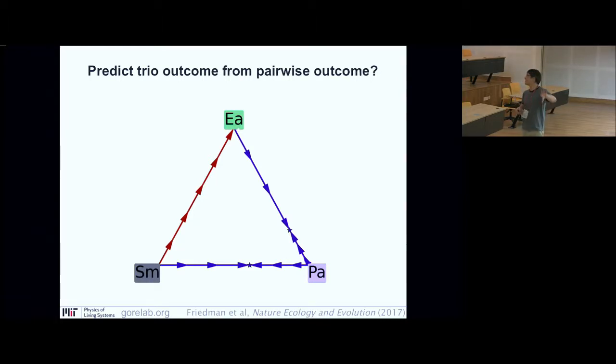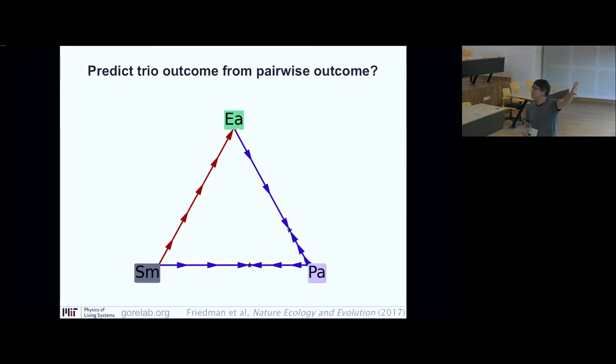Well, I don't know. What I'm showing right now is just the pairwise outcomes. I haven't shown you what happens when the 3 species come together. I will, but first I want to encourage you to think about it. One thing that's nice about this framework is that it's a triangle that shows the pairwise outcomes.